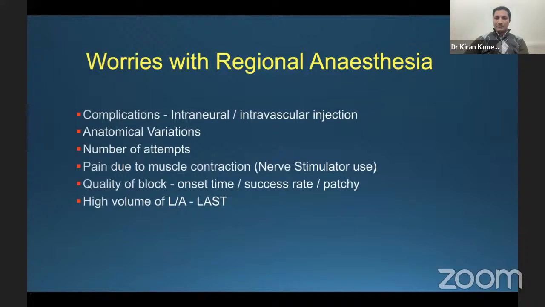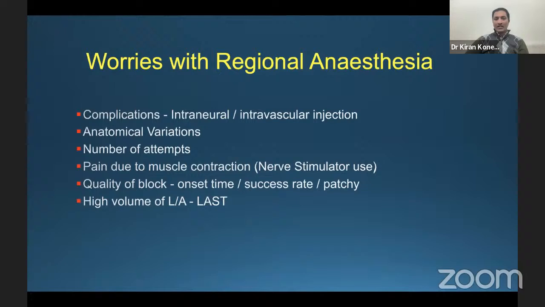So when we talk about regional anesthesia, as Abdullahi has mentioned, there are various worries that we have, and usually it is the worst or dreadful complications, mainly in the form of intraneural or intravascular injections. And the number of attempts sometimes we have to make to get the block in the right time and right place, mainly limited by anatomical variations. And also the main worry is about the quality of the block, you know, how long it's going to take to kick in, or whether it will work or not, or sometimes it might land us with patchiness, which will make things worse.